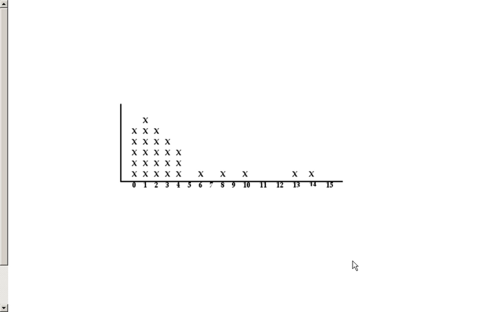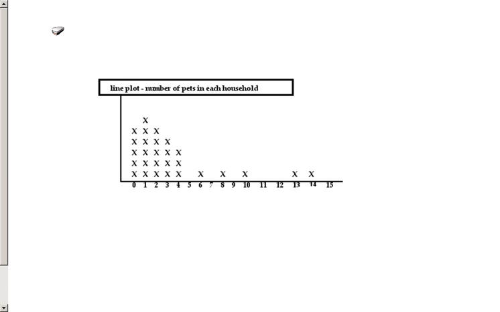And I see the horizontal line, our number line, and I see the numbers 0 through 15. And I see that some numbers have no X's above them. That means no one is represented in that number. And I'm going to take my eraser tool, I'm going to erase here, and I see what appears is a title for my line plot. And it says the number of pets in each household. So these numbers 0 through 15 represent how many pets. The X's represent the households.